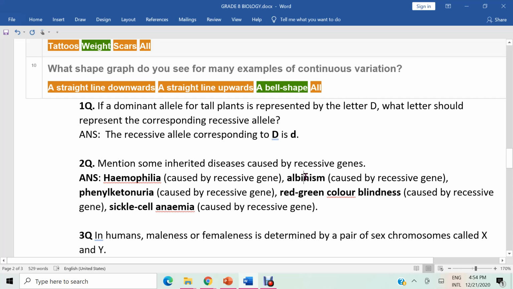Albinism, also caused by a recessive gene. Phenylketonuria, caused by a recessive gene. Red-green color blindness, also caused by a recessive gene. And sickle cell anemia, caused by recessive genes. So all these inherited diseases need the homozygous recessive genotype to show the disease. For the disease to be active, the patient needs to have homozygous recessive alleles. Once again, hemophilia, albinism, phenylketonuria, red-green color blindness, sickle cell anemia. All these are inherited diseases caused by recessive genes.